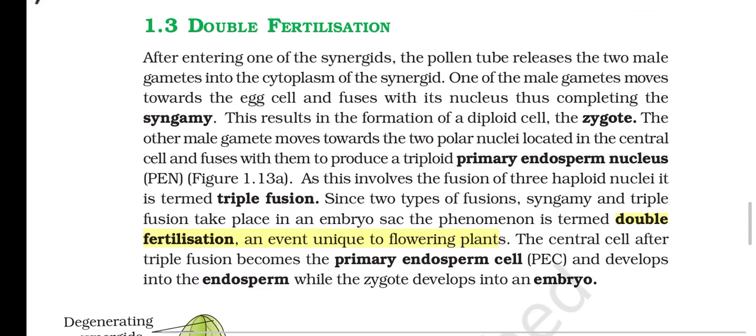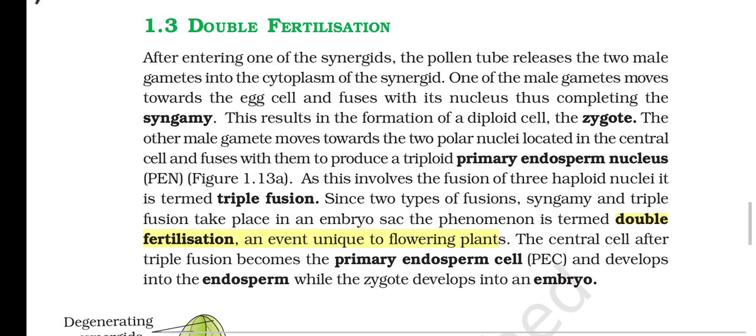1.3 Double fertilization. After entering one of the synergids, the pollen tube releases the two male gametes into the cytoplasm of the synergid. One of the male gametes moves towards the egg cell and fuses with its nucleus, thus completing the syngamy. This results in the formation of a diploid cell, the zygote. The other male gamete moves towards the two polar nuclei located in the central cell and fuses with them to produce a triploid primary endosperm nucleus, PEN. As this involves the fusion of three haploid nuclei, it is termed triple fusion.